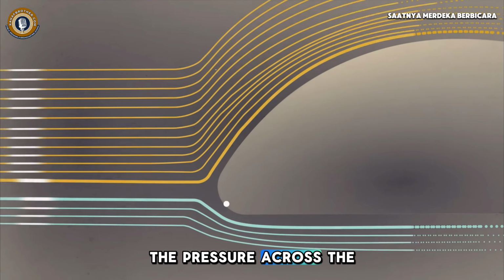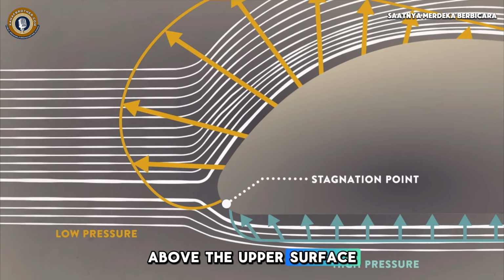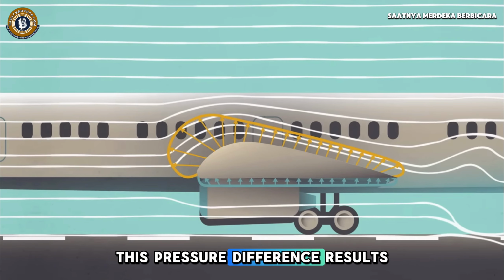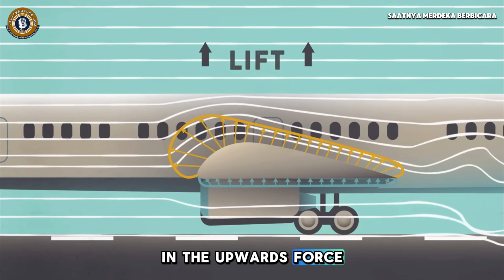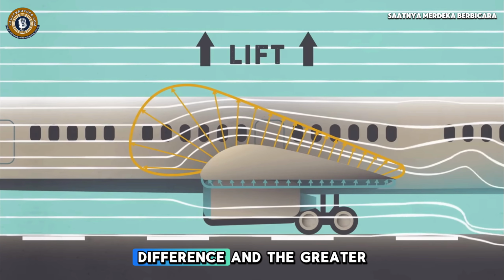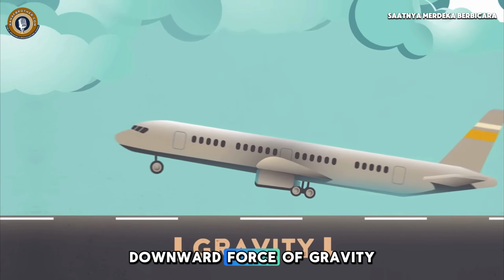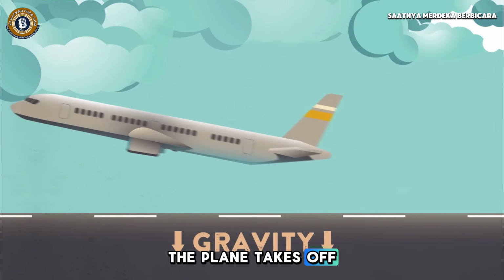The pressure across the wing's lower surface is thus higher than that above the upper surface. This pressure difference results in the upwards force of lift. The faster the plane travels, the greater the pressure difference, and the greater that force. Once it overcomes the downward force of gravity, the plane takes off.